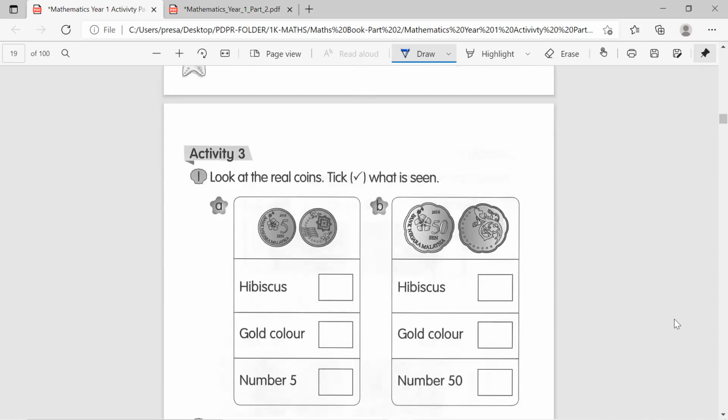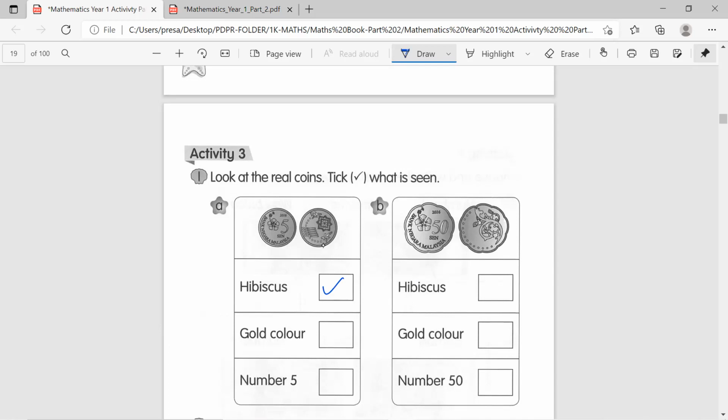Activity 3: look at the real coins, tick what is seen. When you do this activity, please have the 5 cent and 50 cent with you. So you look at the 5 cent. Is there a hibiscus on the 5 cent? Is it in gold color or number 5? If there is a hibiscus, put a tick.